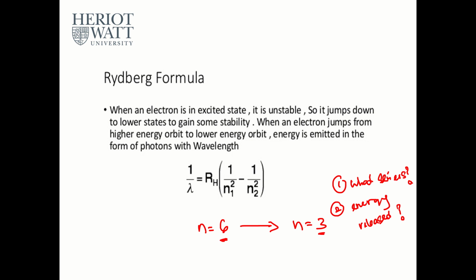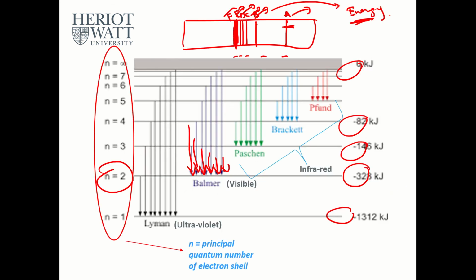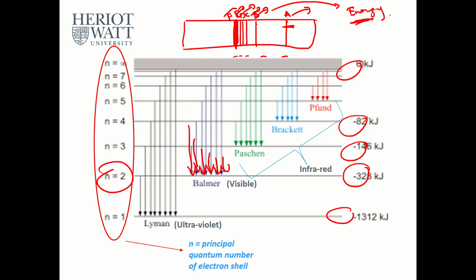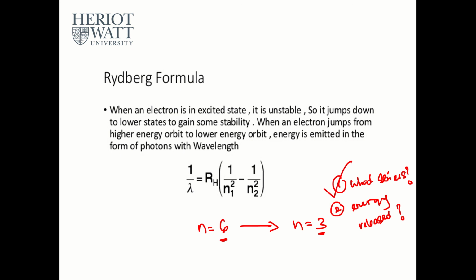First question, this is under which series? It drops to n equals 3, right? When it drops to n equals 3, then obviously it's under here, and this is under the Paschen series, which is infrared radiation with different energies, of course. So this is under the Paschen series. First question solved. Done.